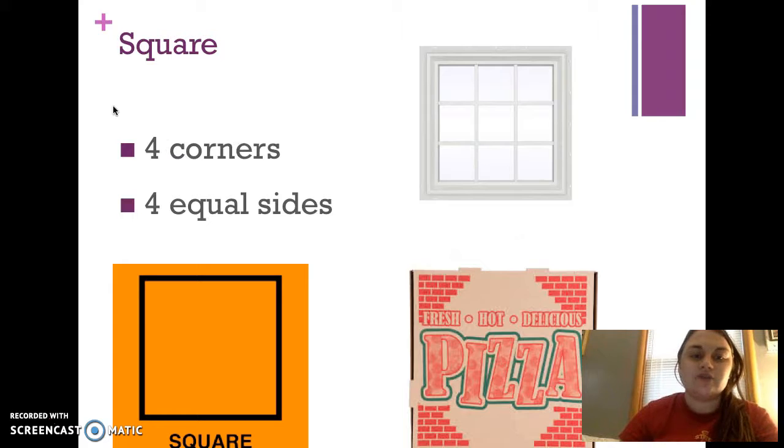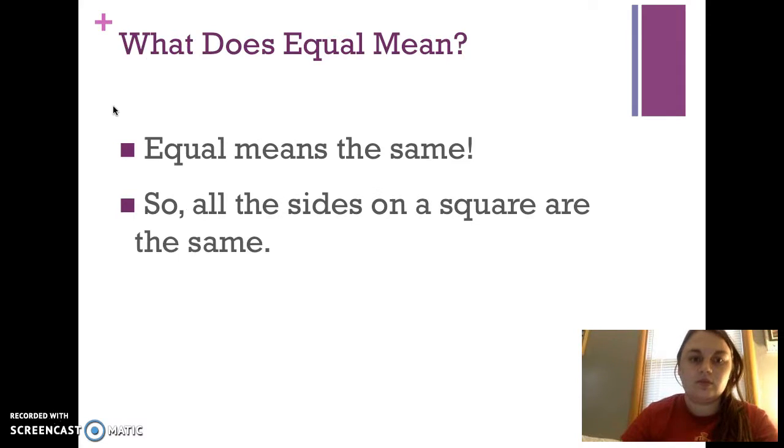A square has four corners and also four equal sides. And I put a picture of a pizza box and a window to show what a square looks like. I would define equal for the kids. I would tell them that equal means the same. So all sides on the square are the same because they're equal.